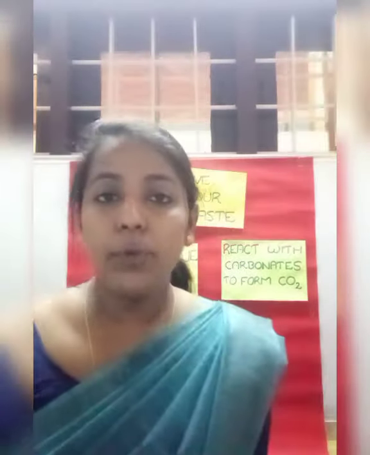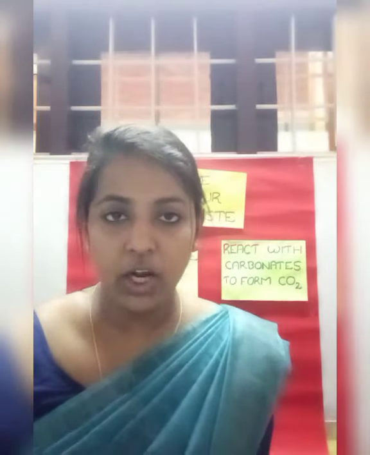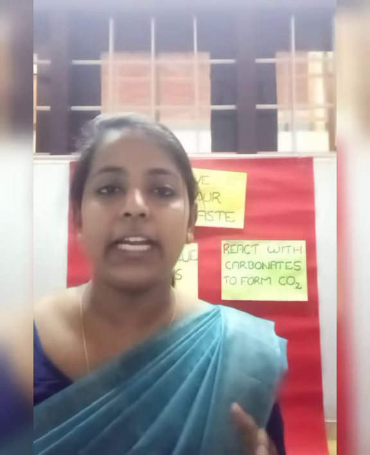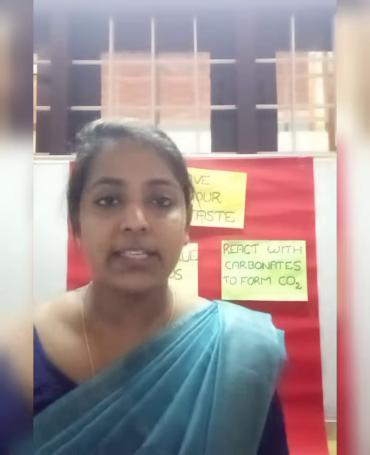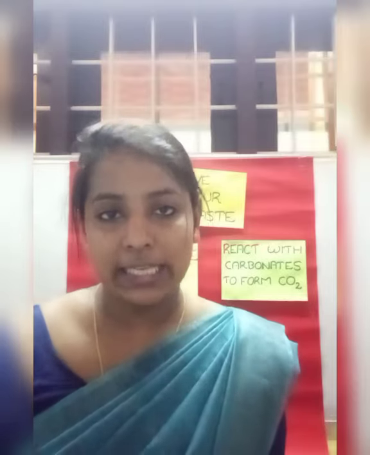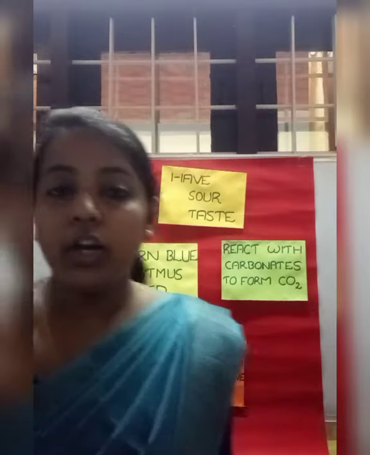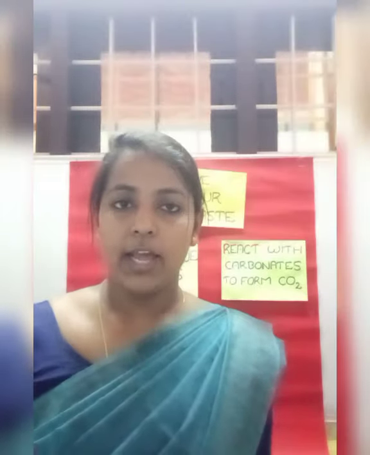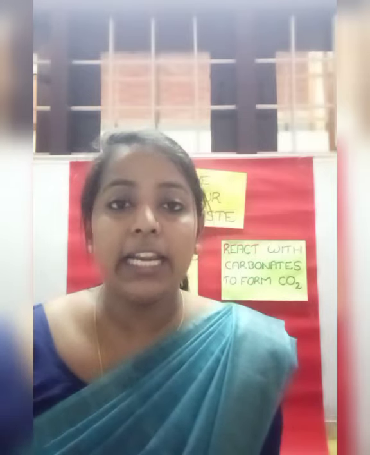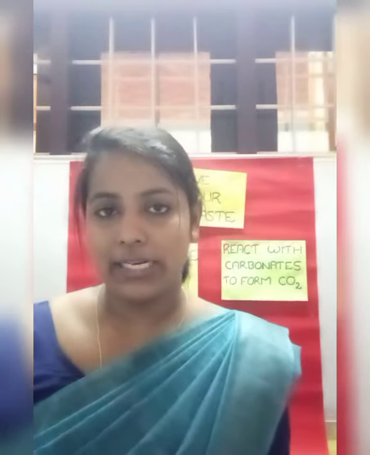Next, turns blue litmus red. From the activity we did at the beginning of the class by dipping red litmus paper and blue litmus paper in 3 solutions of vinegar, soap solution and lemon juice, it was clear that vinegar and lemon juice turn blue litmus red and they are acids. Now, liberate hydrogen on reaction with a highly reactive metal. From the first video, it was clear that dilute HCl reacts with a highly reactive metal like zinc to liberate hydrogen gas.